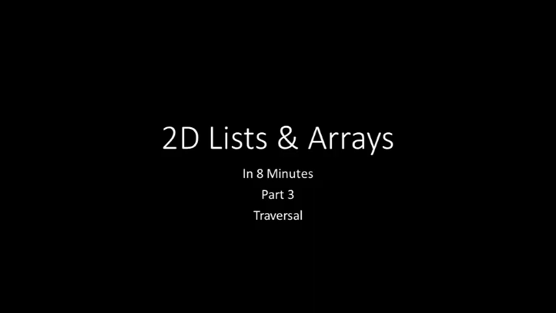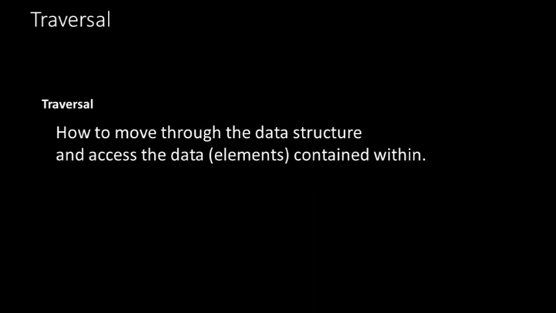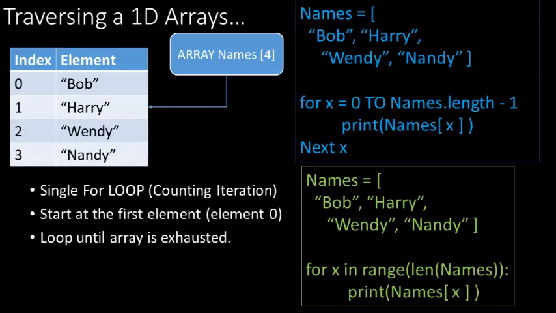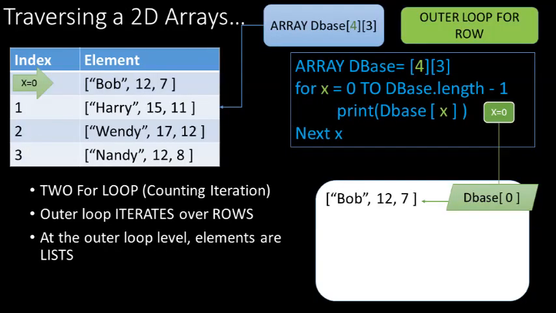We'll conclude with a quick run-through of an operation called traversal. Traversal simply means how one moves through the data structure to access the individual elements contained and get to the data items therein. In a 1D array, one simply traverses it using a single for loop, starting at the first element of the array and continually looping using a counting iteration, until one has exhausted all the elements in the list. In 2D arrays, this is similar.